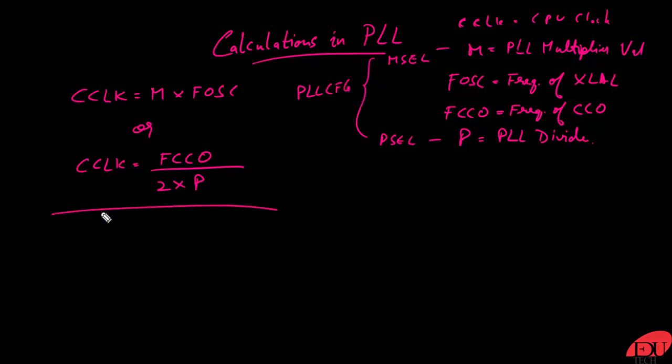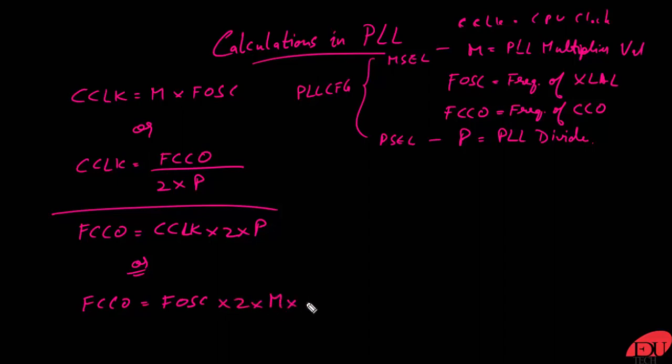Now the frequency of current controlled oscillator is calculated as: frequency of current controlled oscillator equals system clock times 2 times PLL divider, and it can also be calculated as frequency of current controlled oscillator equals frequency of crystal oscillator times 2 times PLL multiplier times PLL divider.